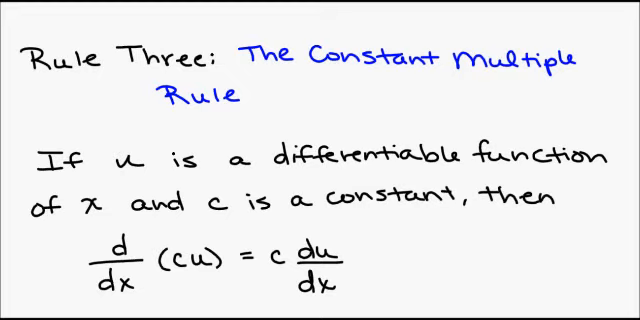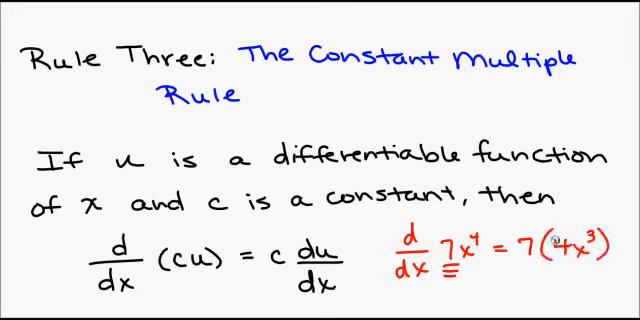Rule 3, the constant multiple rule. If u is a differentiable function of x and c is a constant, then d dx of cu equals c times du dx. An example of this would be if we take d dx of 7x to the 4th, this is the constant out in front, the 7. This is equal to 7 times the derivative of this, so 4x cubed. This is using rule number 2. Then you can simplify this, 28x cubed.